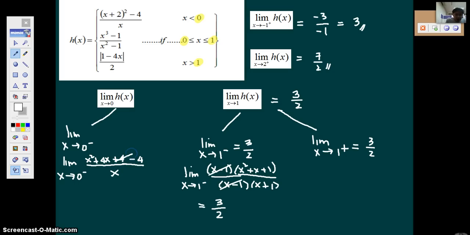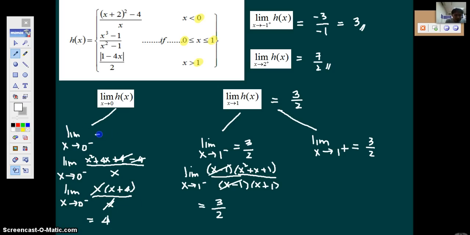4 minus 4 will cancel out, and that will leave you with x squared plus 4x in the numerator, which you can factor. The common factor, of course, is x. So that will leave x plus 4 as the other factor, then over x. Now x cancels out. Now we can substitute 0. So 0 plus 4, the limit is 4.